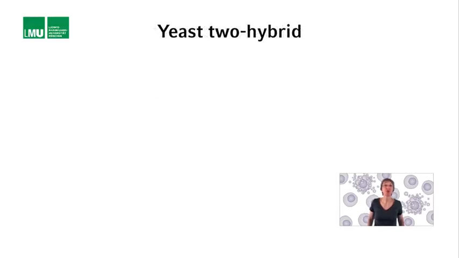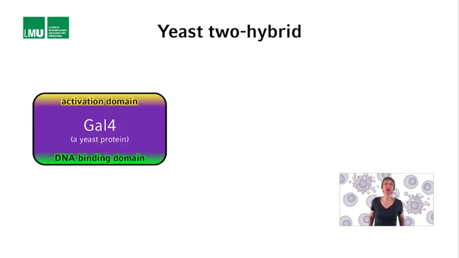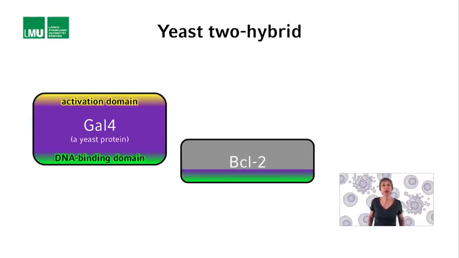Now back to the yeast-2 hybrid system. The GAL4 protein of the baker's yeast Saccharomyces cerevisiae is such a transcriptional activator with a DNA binding domain and an activation domain. What is done for the 2 hybrid system is that yeast cells are genetically engineered so that they synthesize a fusion protein composed of the DNA binding domain of GAL4 and the protein of interest, in our case BCL2. This fusion protein is called the bait.